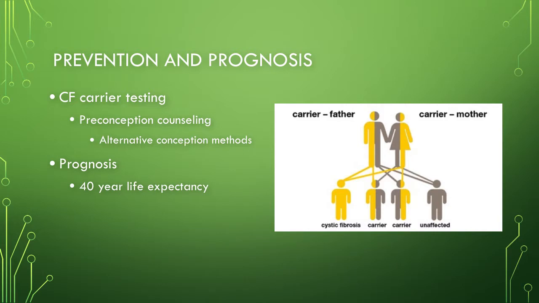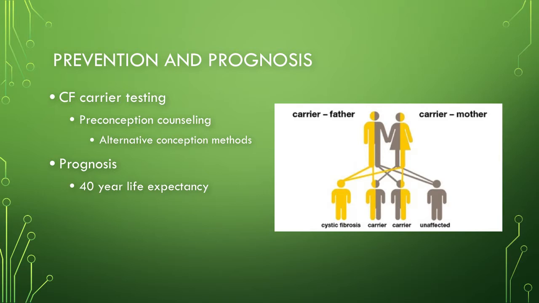Now we will discuss the prevention and prognosis of cystic fibrosis. In order to prevent CF, anyone with a family history or a relative with a known carrier of a CFTR gene mutation should undergo cystic fibrosis carrier testing.